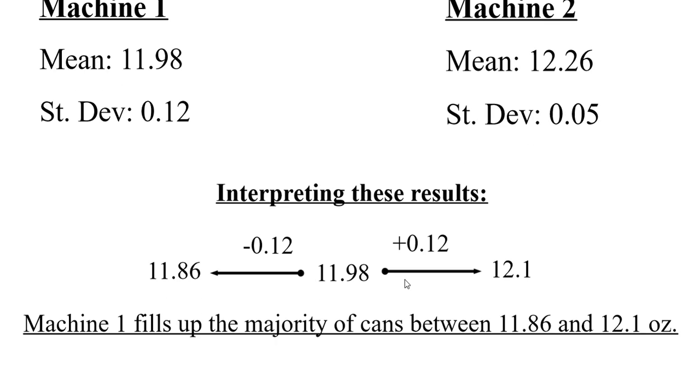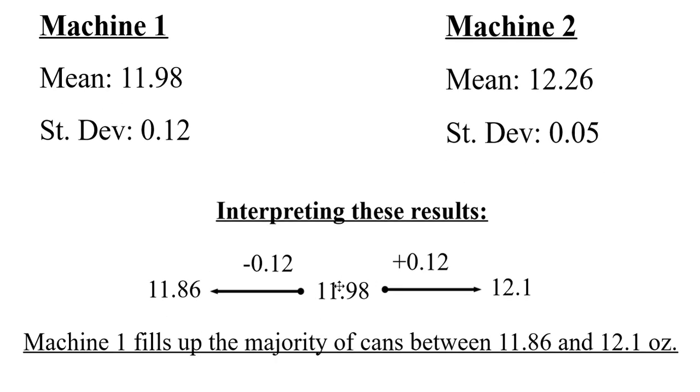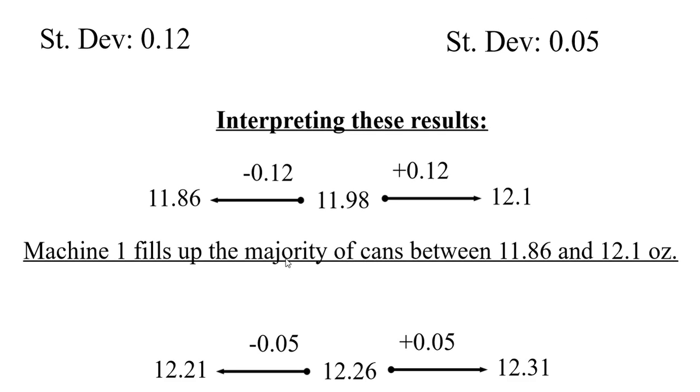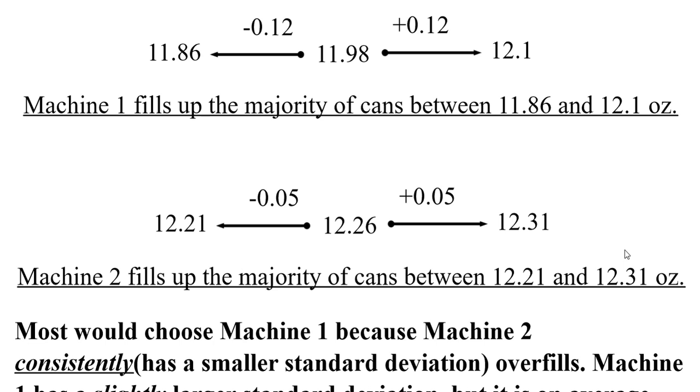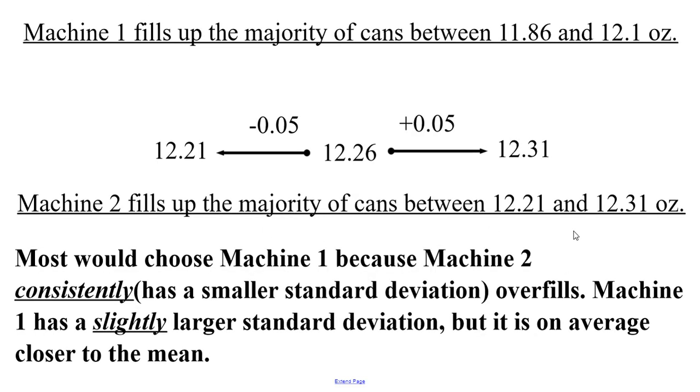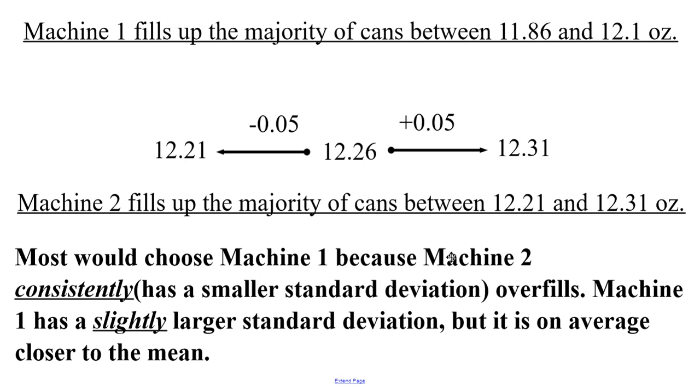So here's how I would interpret the results. Machine 1 has an average of 11.98. Its standard deviation is 0.12, so it means on average it's usually no more than 0.12 above or below its average. So machine 1 fills up the majority of its cans in between those two values, whereas machine 2 fills up the majority of its cans in between 12.21 and 12.31. That's consistently overfilling. All those numbers are above 12. So most would probably choose machine 1 because machine 2, despite a smaller standard deviation, consistently overfills. Machine 1 has a slightly larger standard deviation, but it is on average closer to the mean.